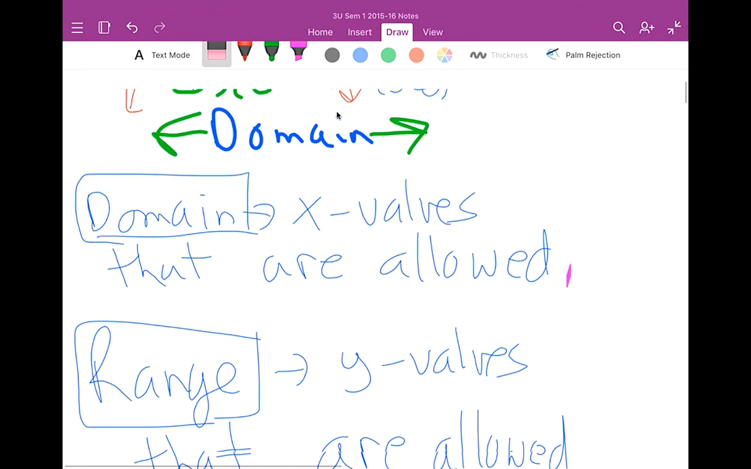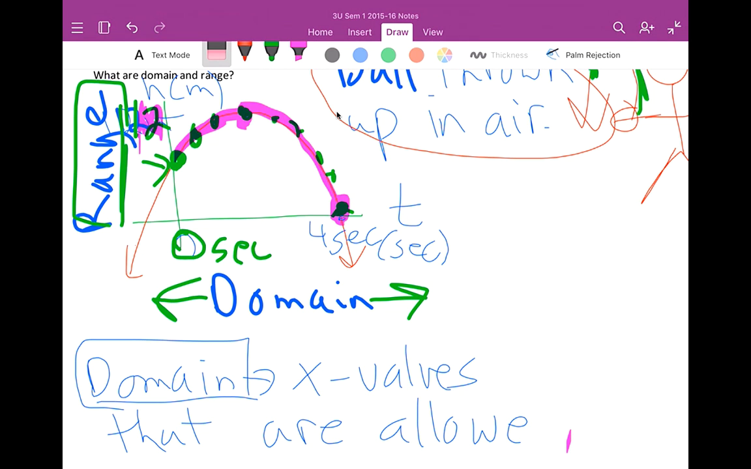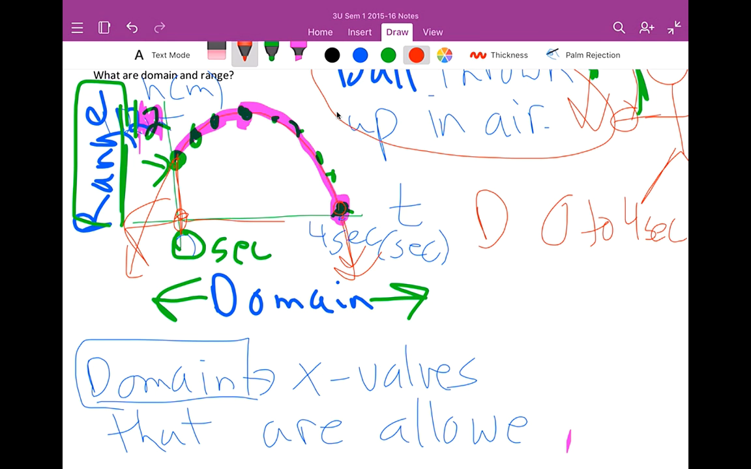By the way, let's go back to this one. If you want to think about it, the domain in this case is really from 0 to 4 seconds, because you can't have negative time. There's no such thing as negative time in this scenario. And once it hits the ground, the ball stops moving, so it's not like it goes through the floor. So 0 to 4 seconds is your domain.